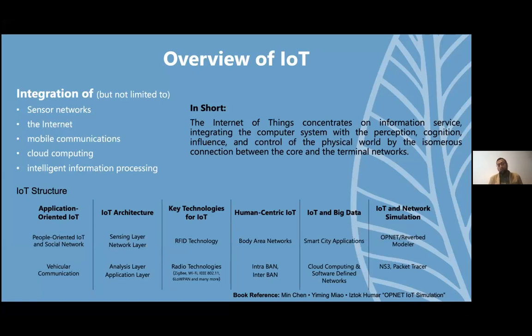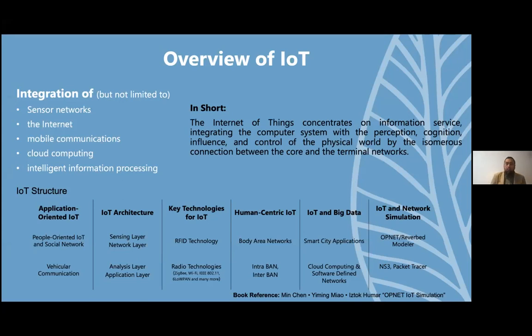Basically, in today's talk, we will try to highlight some of these vehicular communications. When we talk about the IoT in terms of architectures, it can be sensor layer architectures, it can be network layers, and analysis layers and applications. And in terms of technology, there are a lot of technologies that can be connected. For example, RFID, we can use Zigbee, Wi-Fi, XBee, and a lot of things, even LoRa.